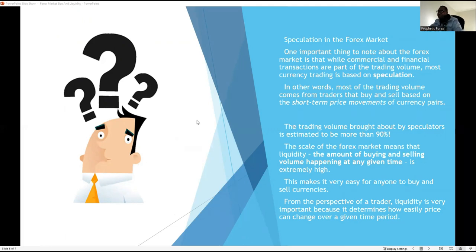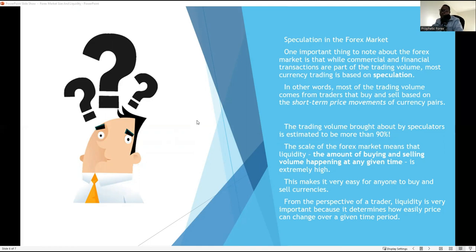And of course, when we speak about speculation in the forex market, one thing to note is that while commercial and financial transactions are part of the trading volume, most currency trading is based on speculation. That means based on wanting to see the price go up or the price go down. In other words, most of the trading volume comes from traders that buy and sell based on short-term price movements. So these are actually traders in the OTC market, whom we refer to as retail traders. The trading volume by speculators is estimated to be 90% of the market's liquidity.